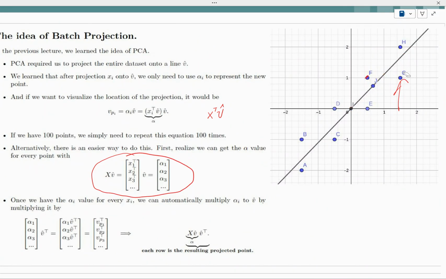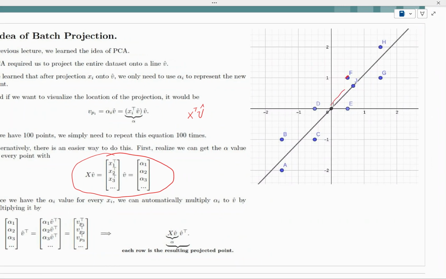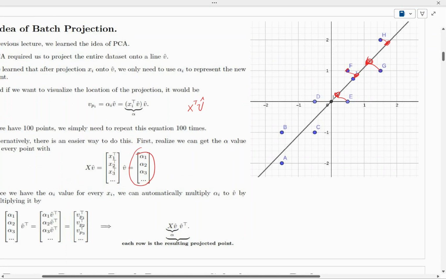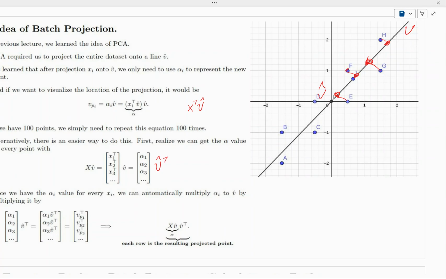Now, this is great because it tells us the distance from zero to each projected point. However, what if we want the actual points themselves? Instead of the distance, we want the actual points right here, right here, right here, and right here. Well, all we have to do is multiply the vector v hat by each one of these. If we multiply by v hat transpose, then we're going to get all the vectors.